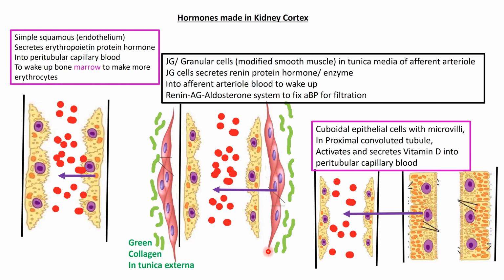Now, this one is my drawing of the juxtaglomerular cells right in here that are modified smooth muscle cells in the tunica media of the afferent arteriole. And the moment I say arteriole, remember we have 3 layers: tunica intima, media, and tunica adventitia or externa. You see, capillary has only tunica intima. And the black line again, guys, is the basement membrane that all epithelium should have.